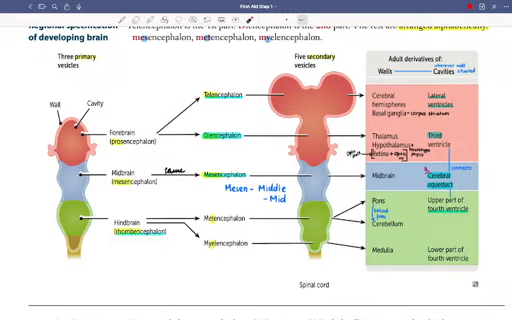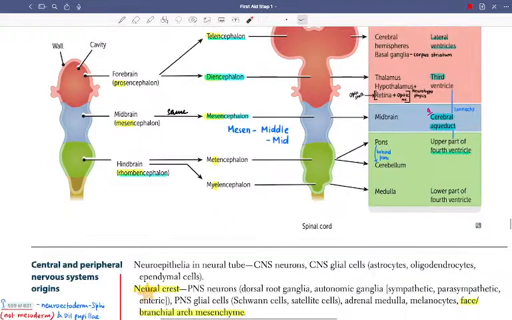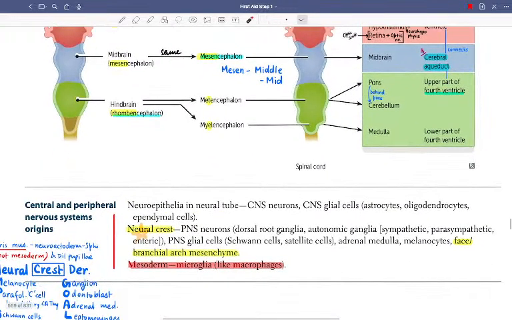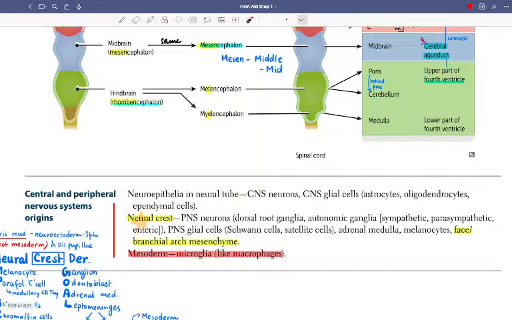And third ventricle. Mid meson, and that is going to be cerebral aqueduct. Mid meson cerebral aqueduct, small. So that is done. And hindbrain, you have the metencephalon and the myelencephalon. This can come as match the following. Metencephalon, pons, cerebellum, upper part of the fourth ventricle, and myelencephalon, medulla, lower part of the fourth ventricle. So that is important.